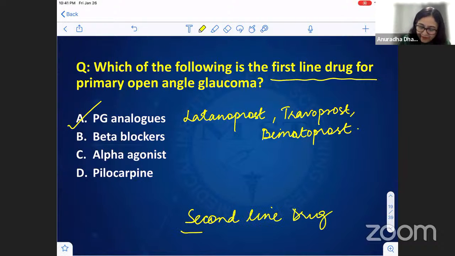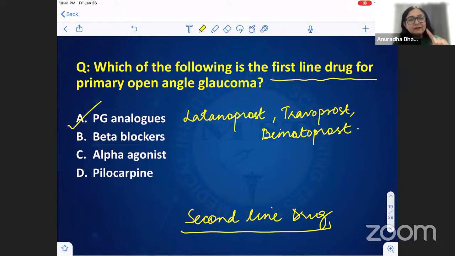Second line drug means when you add another drug to the first drug so that you can get a better control, because combination therapy can be given in glaucoma where two or more than two drugs act together to control the eye pressure. So that is why the terms first line, second line, third line drugs can be used.